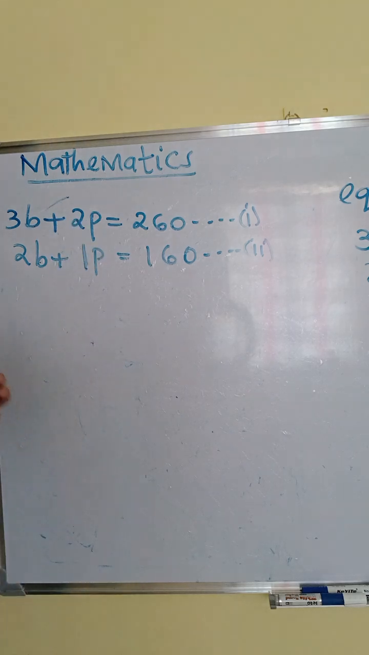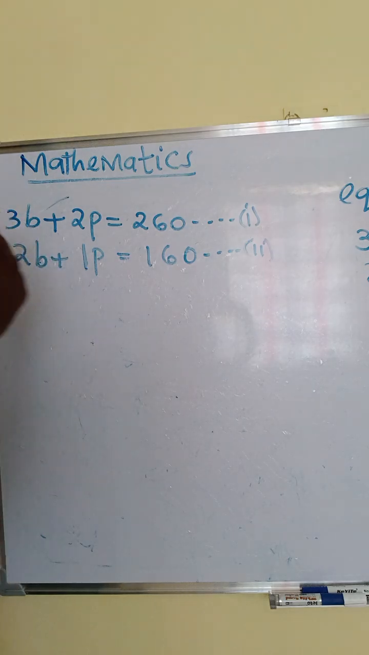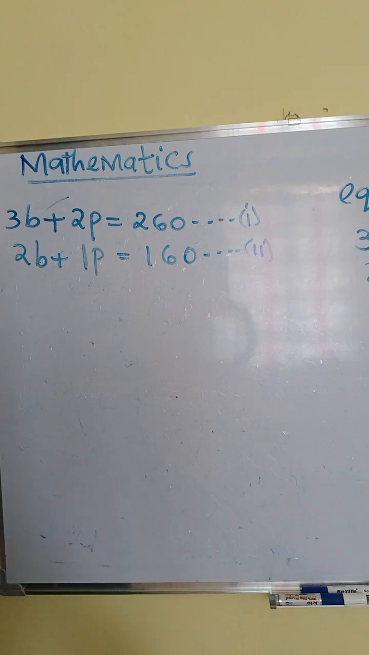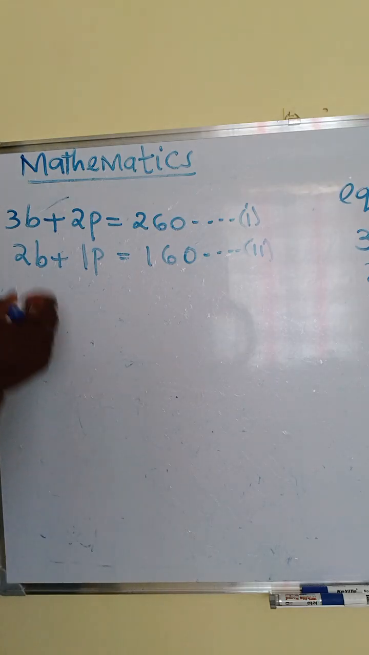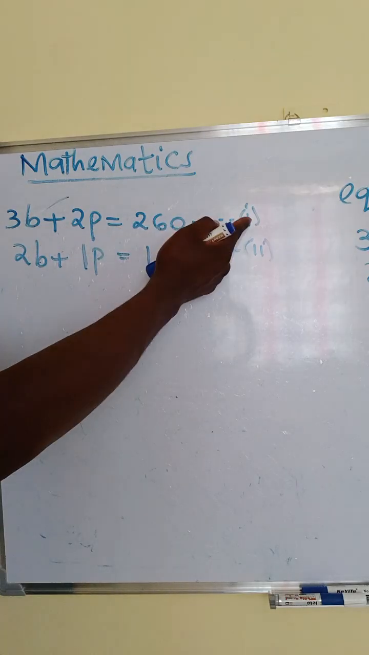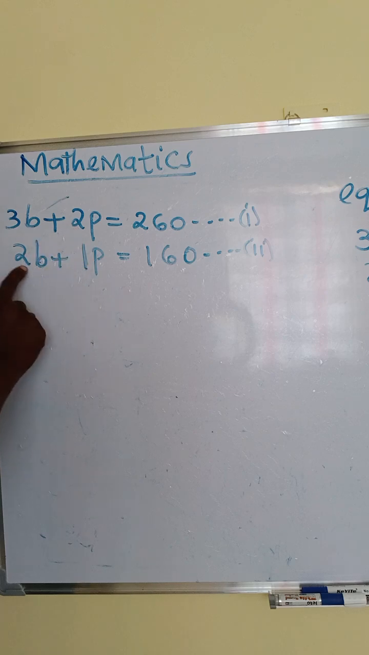So it's up to you to choose which side you want to make them read the same value. It is either B or P. Which values should you make to read the same? The values are here. These are what we call coefficients. So the value of B in the first equation is 3, and the value of B in the second equation is 2. The value of P in our first equation is 2, yet the value of P in our second equation is 1. So these are the values you need to make read the same.